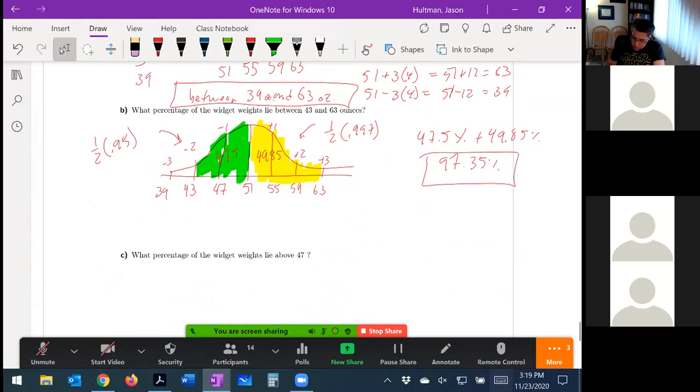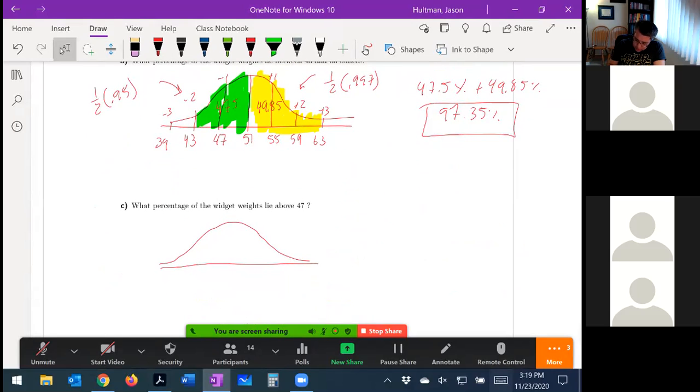Okay, and what percentage of the widgets lies below 47? That's below 1 standard deviation. So once again, we have this guy here. 47 was at one standard deviation. We want to know what percentage lies below one standard deviation. It's asking me to use the empirical rule. I probably wouldn't even want to use the empirical rule. I'd probably just go to the table on this one.